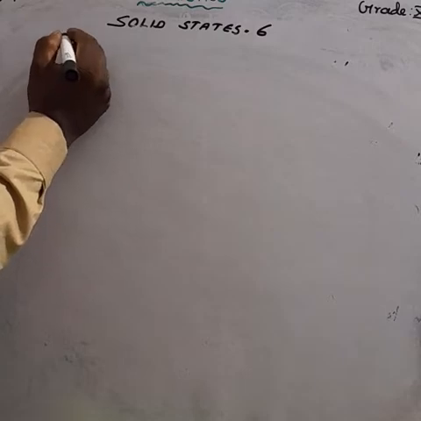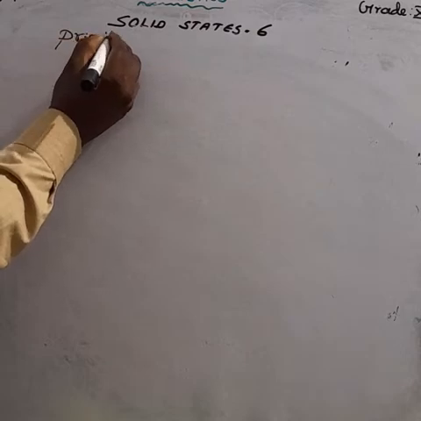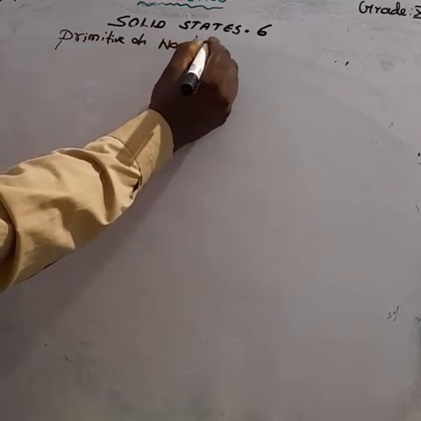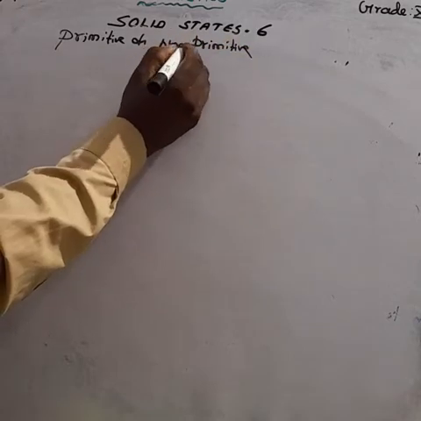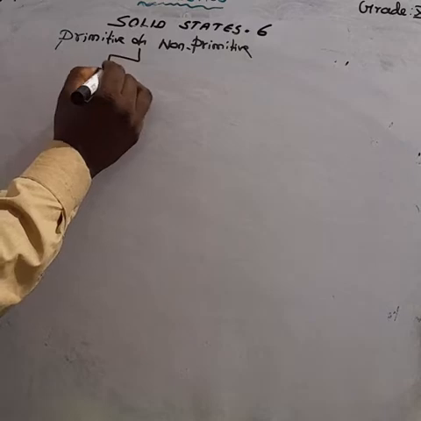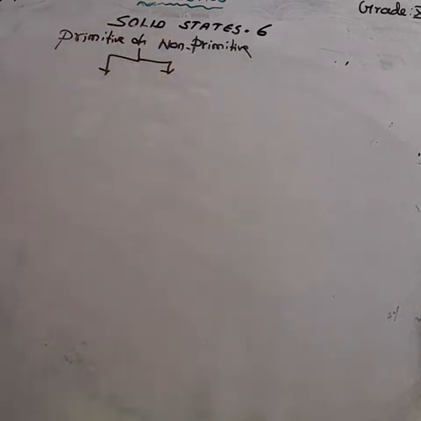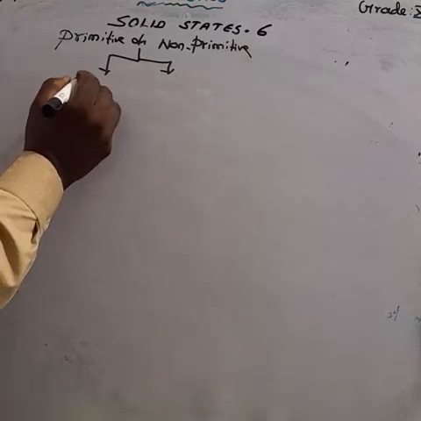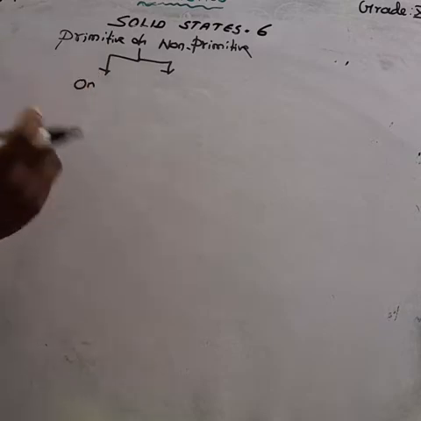Next, what are primitive and what are non-primitive unit cells? Here there are two types of unit cell. One is primitive and the other one is non-primitive. Primitive means the atoms are present in the corner. An atom is present at the corner only.